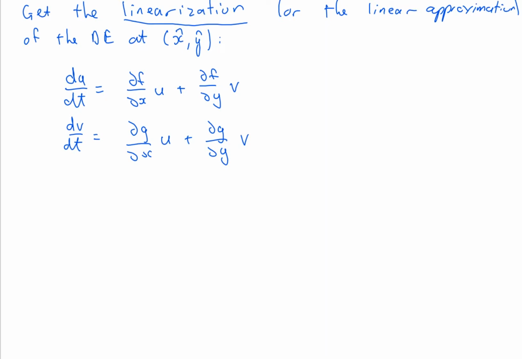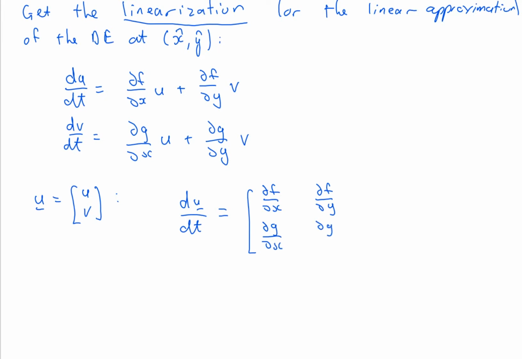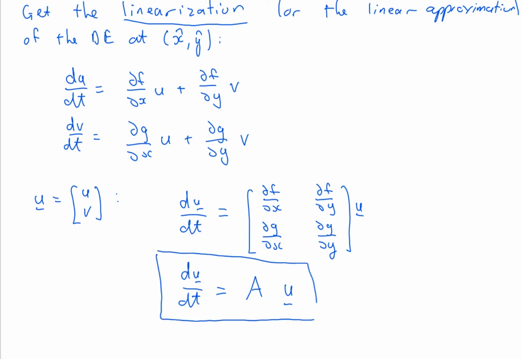And if I bundle those together into a vector, let's call it vector u, I get d vector u dt is equal to a matrix, df dx, df dy, dg dx, dg dy, times u, v, which is just vector u. So du dt is equal to A u. And that is a constant coefficient linear system, which I know how to solve.